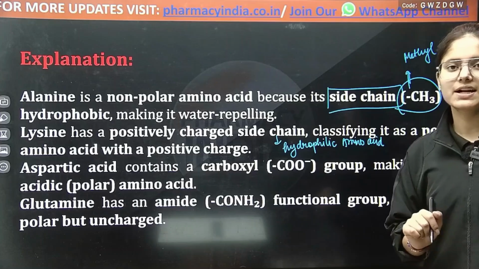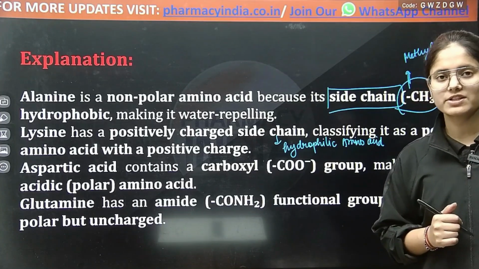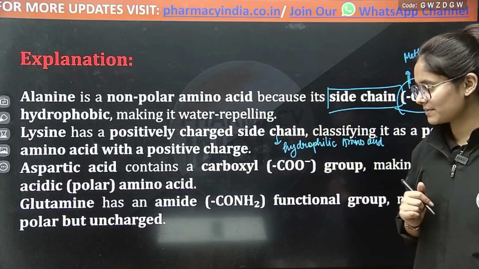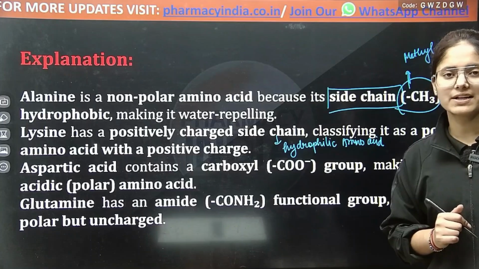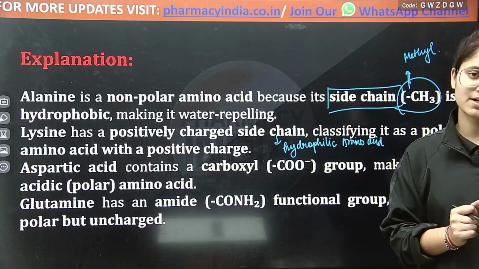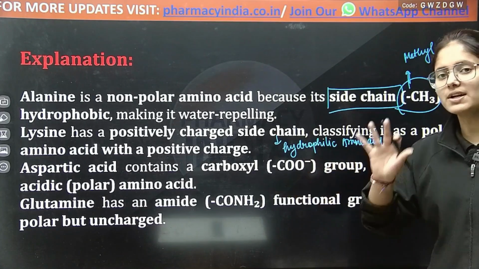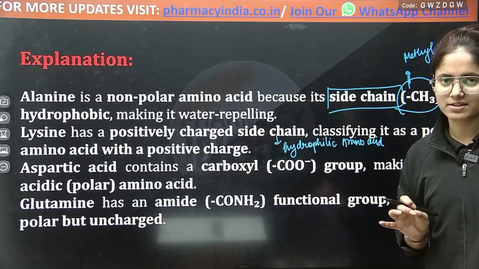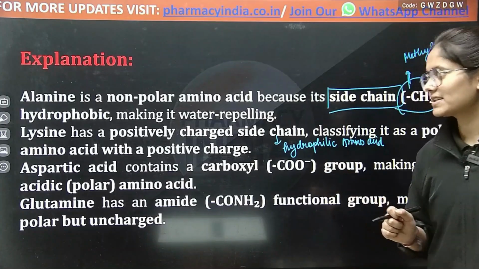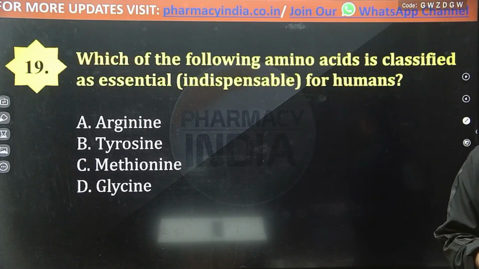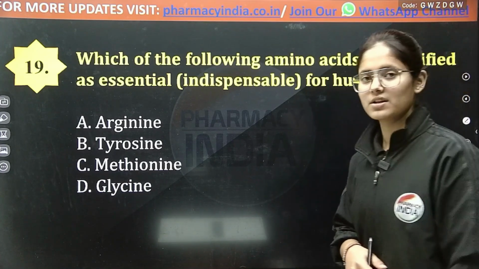Aspartic acid contains a carboxyl group in its side chain, which makes it an acidic amino acid. Glutamine also contains an amide group in its side chain, which makes it a polar but uncharged amino acid. Clear? So the correct option is alanine. Next question. Which of the following amino acids is classified as essential for humans?